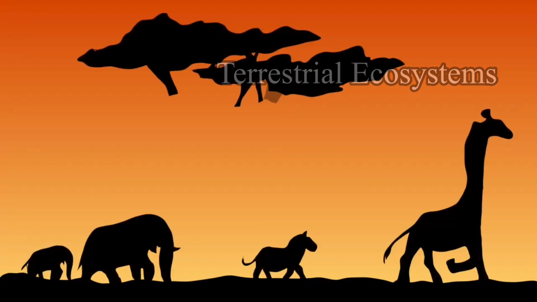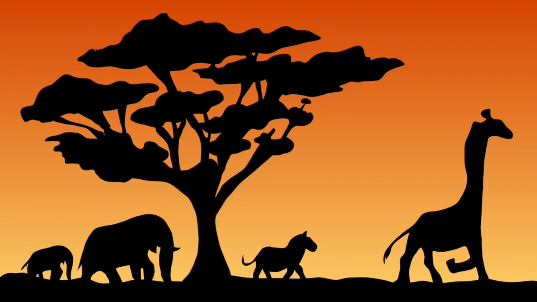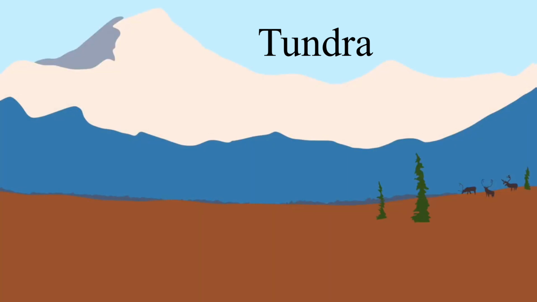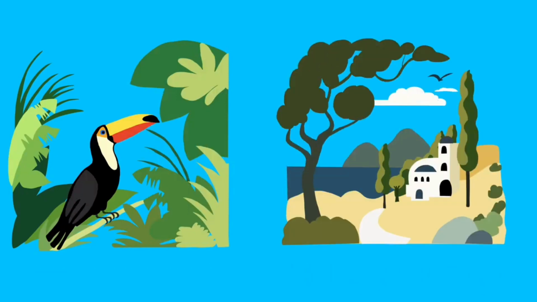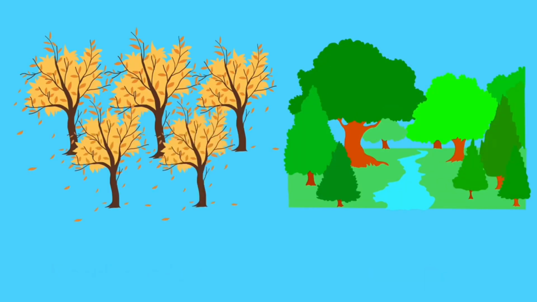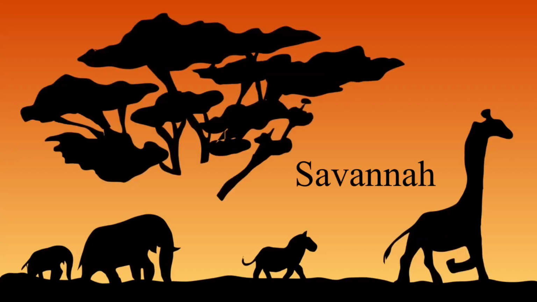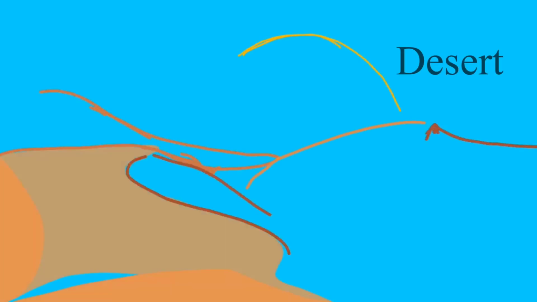These are some examples of terrestrial ecosystems. Tundra, tropical rainforest, Mediterranean forest, deciduous forest, evergreen forest, savanna, and deserts.